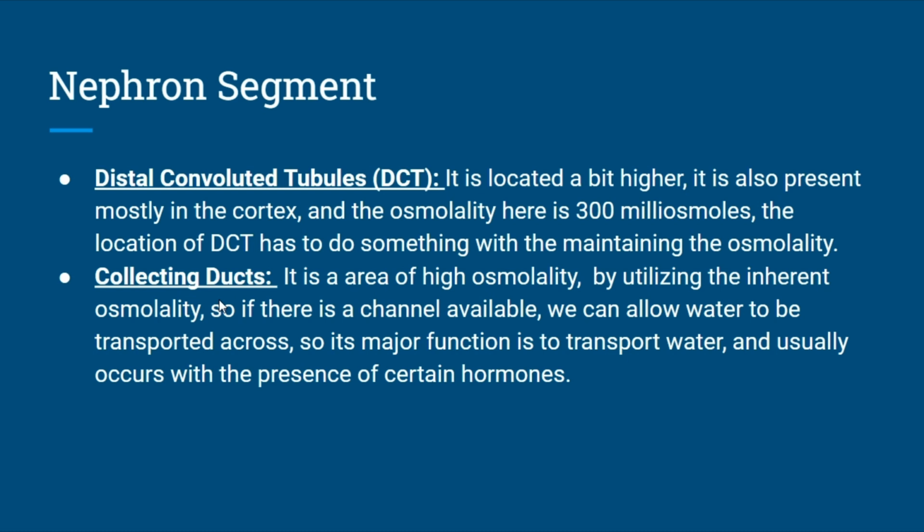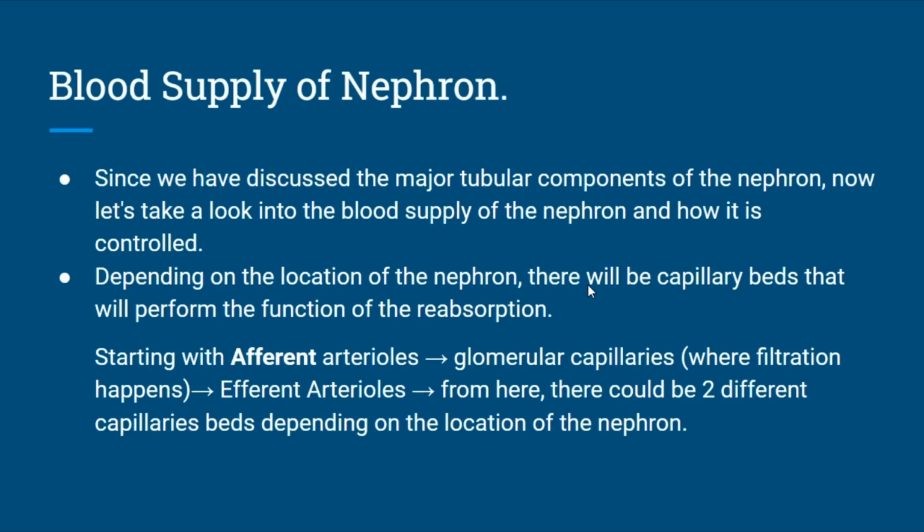The final nephron segment is the collecting duct. It is the area of high osmolality because it starts from the top and goes deeper into the medulla and out into the papillae and minor calyx. So the osmolality increases from the cortex into the medulla. The collecting duct is present in high osmolality, and by utilizing this inherent osmolality, if a channel is available, it can allow water to be transported across. Its major function is to transport water, and this usually occurs with the presence of certain hormones.